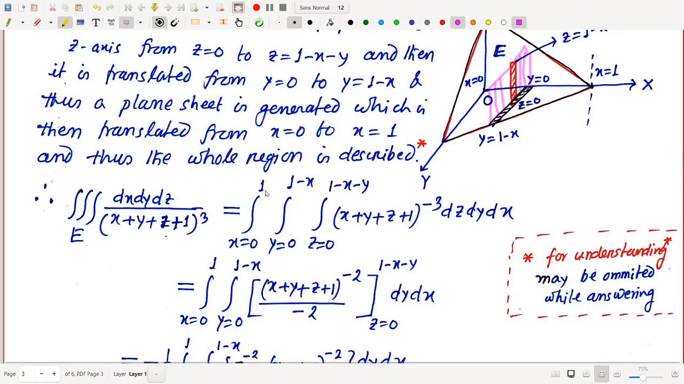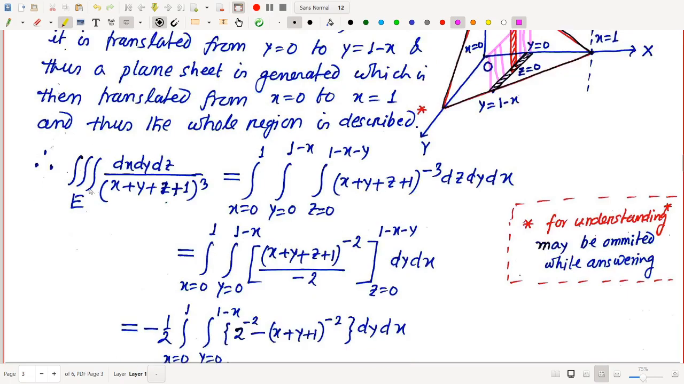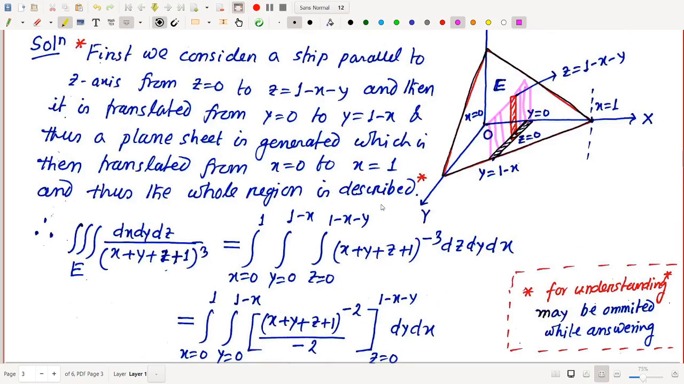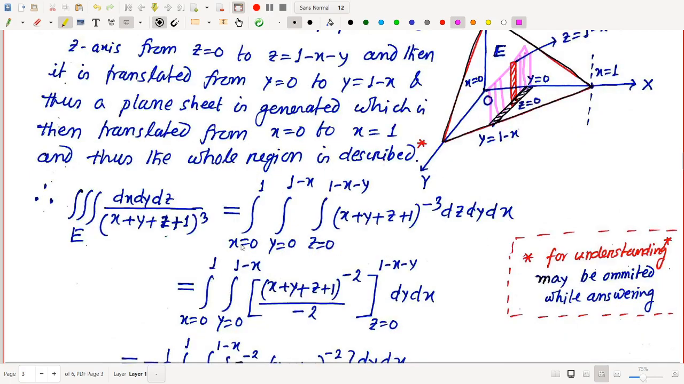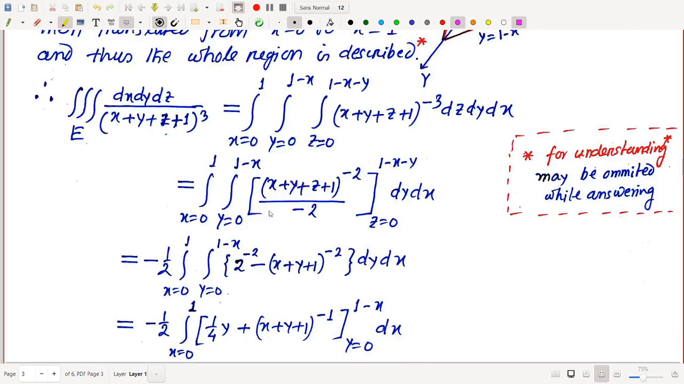So the triple integral over the region E of this function is given by: first we integrate with respect to z, z equal to 0 to 1 minus x minus y, the function is (x plus y plus z plus 1) to the power minus 3. Then with respect to y from 0 to 1 minus x. Then finally with respect to x from x equal to 0 to 1.